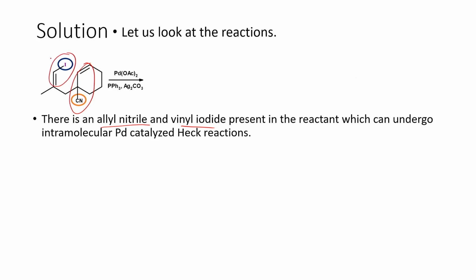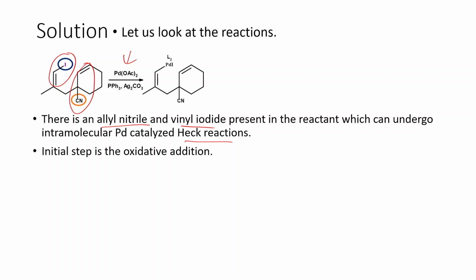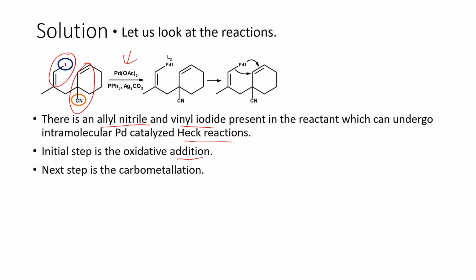These are the 2 different reactive species that are present, and we now have to figure out which one will undergo reaction quickly. Based on that we are going to decide what product will be formed. Both use a palladium catalyzed Heck reaction, with triphenyl phosphine and palladium acetate. The initial step is the oxidative addition reaction, because this palladium adds to the double bond, and then the next step is the carbometallation reaction. If you look at the reactivity, the vinyl systems are more reactive compared to the allyl systems.